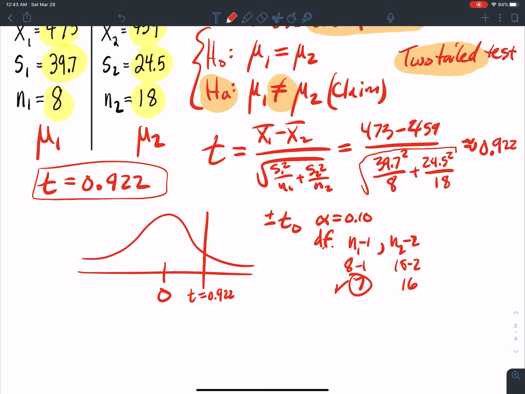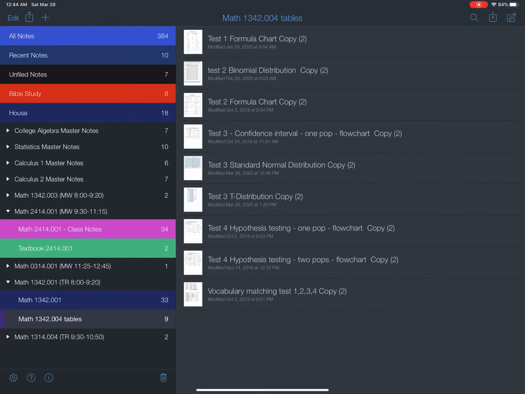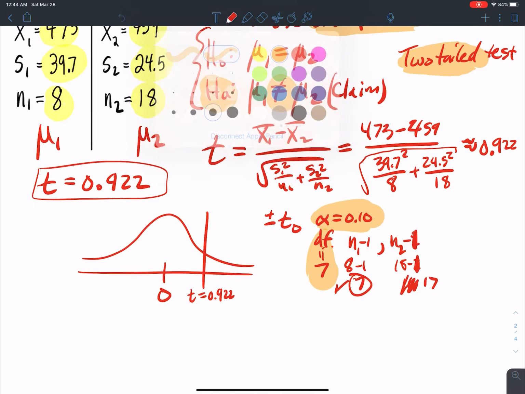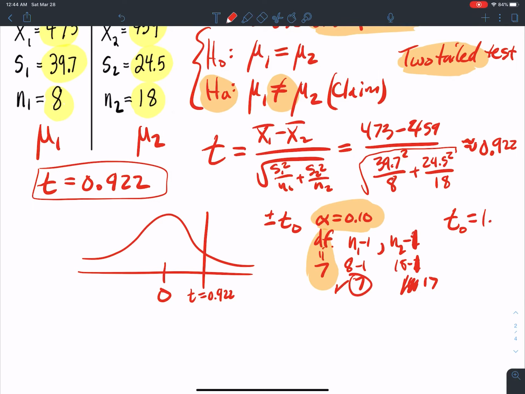So 7 is my degrees of freedom. That's smaller than 16. I'm sorry, why did I put minus 2 here? This should be minus 1, so that would be 17. But nevertheless, degrees of freedom is 7. My alpha is 10%. I need to go to my t table. Degrees of freedom 7, two-tailed test, 10%. 1.895. So my critical values are 1.895 and negative 1.895.